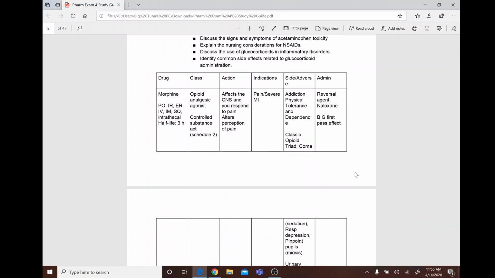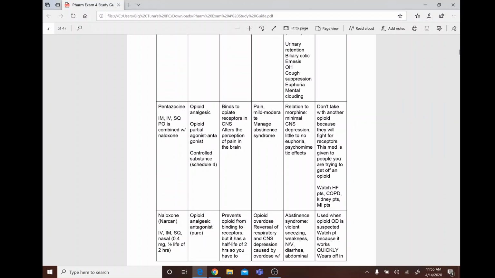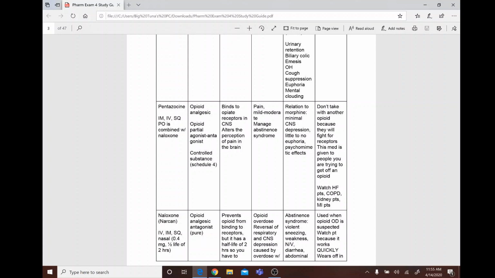So, what is the reversal agent for morphine? Naloxone. So, morphine has a big first pass effect. What does that mean? We'll take more PO than IV. Pentazocine. How do we give it? IM, IV, sub-Q, and PO is combined with naloxone.